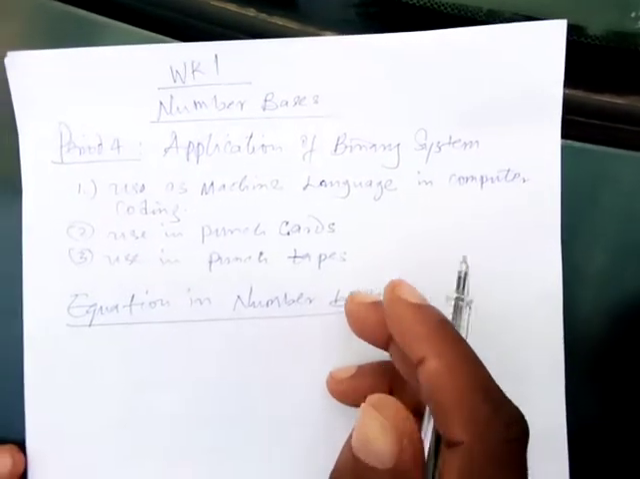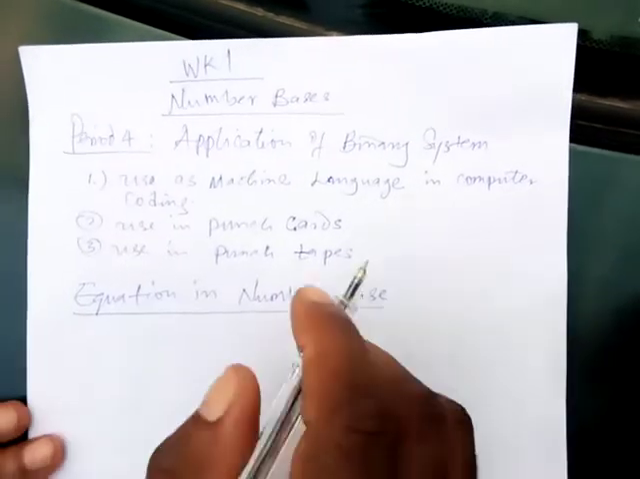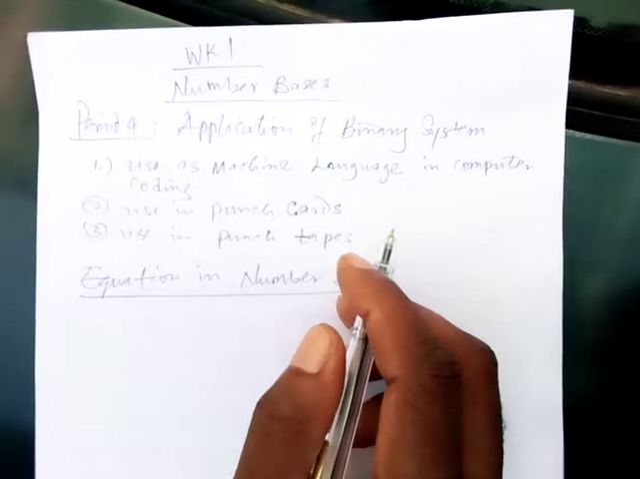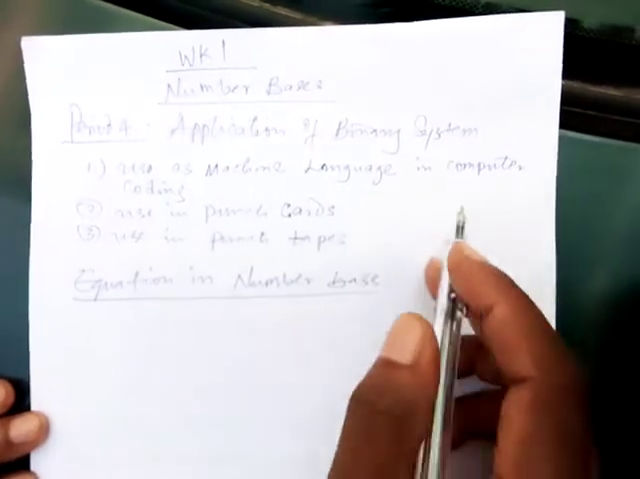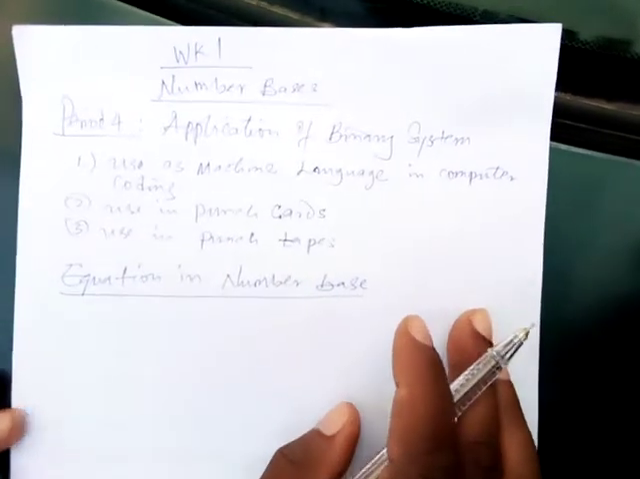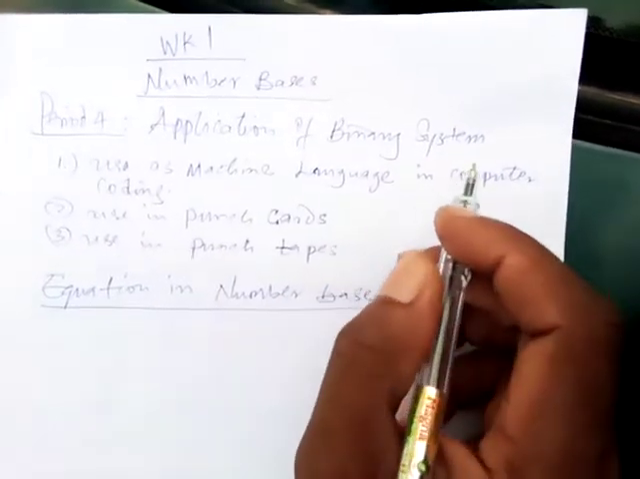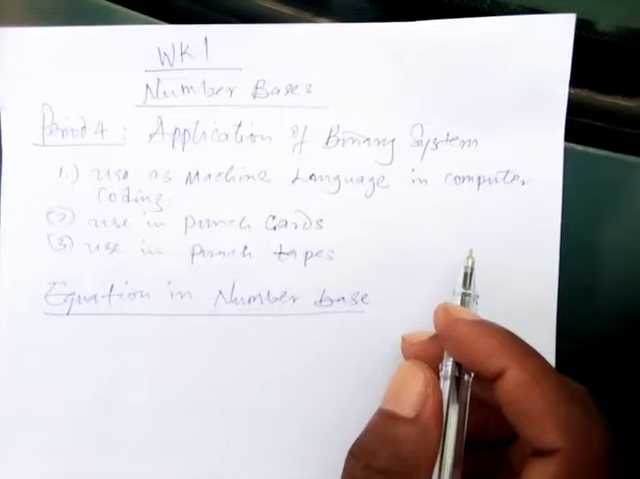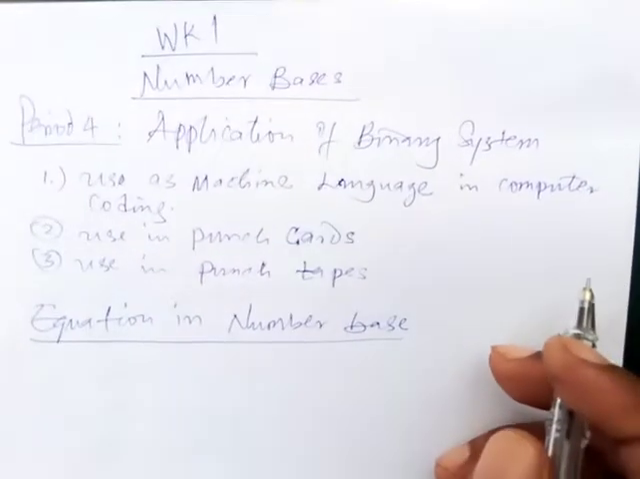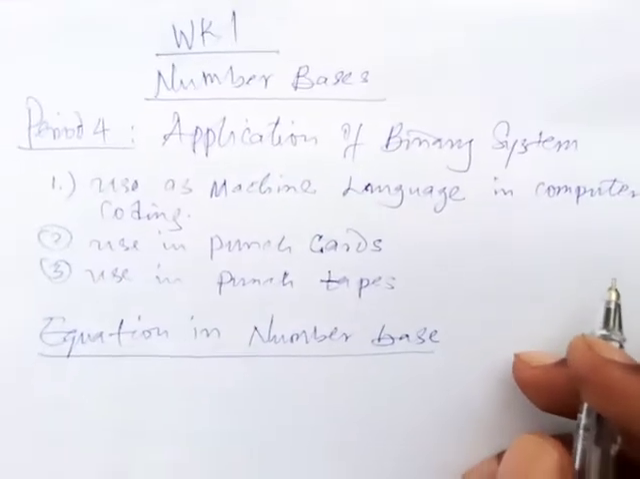Today we are going to continue with the lesson on number bases, and right now we'll be in period 4. Period 4 is application of binary numbers, the binary system. Now I told you that binary numbers are numbers in base 2, just like we have denary numbers, numbers in base 10. Binary numbers find applications in computing.